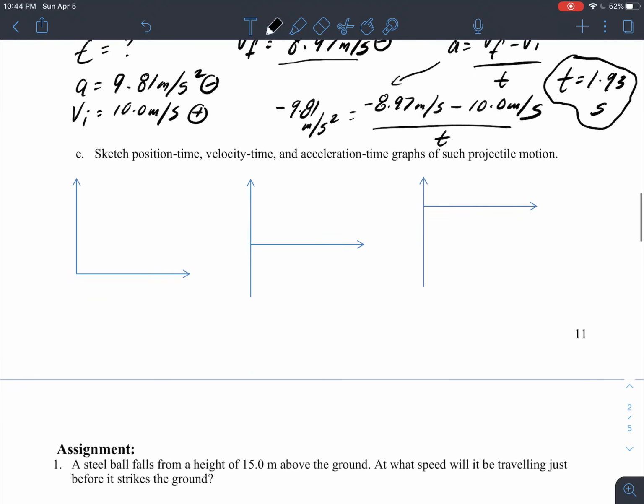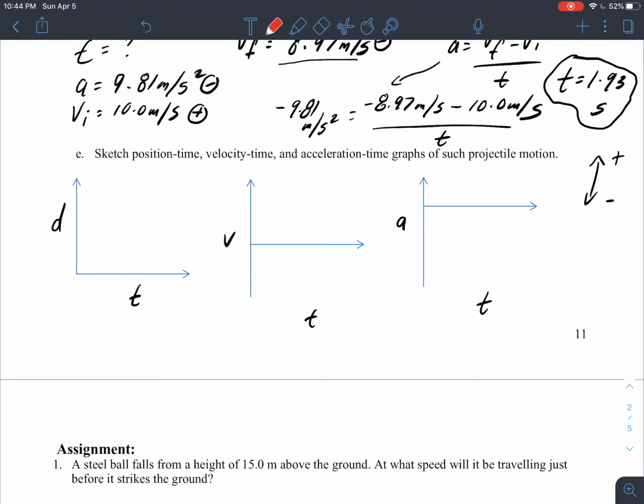All right, so let's go ahead and look at the last part of this example. We're asked for this entire trip, a position time, velocity time, and acceleration time graph of this projectile. So we'll say that this is our position time graph, this is our velocity time graph, and this is our acceleration time graph. And we'll say that up is positive, down is negative. If you're not sure how to do this, or it's not really clear, I would pause the video right here and try to think to yourself what these graphs would look like.